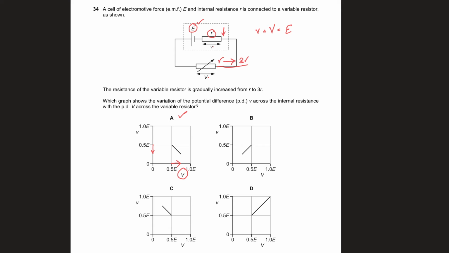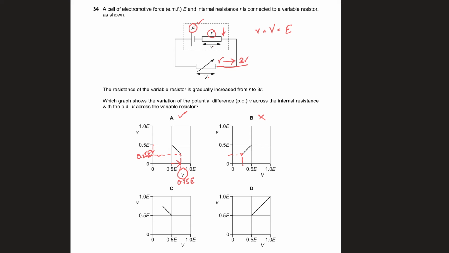And at all times, even at this position, the total potential is equal to E. So this is 0.75 E and this is 0.25 E. If you look at option B, at this point, this is 0.25, this is 0.25. The combined potential is 0.5 E. That cannot happen. Where does the other half of the potential, half E, go?